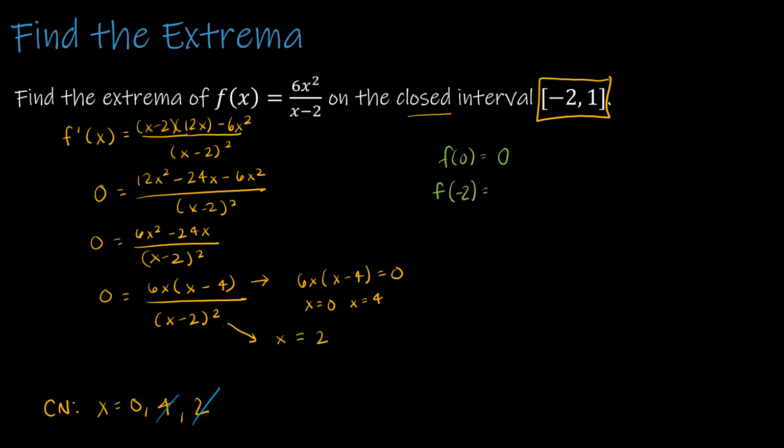That would give me 24 in my numerator and negative 4 in my denominator, so that's negative 6. And then I have to check 1, which would give me 6 in my numerator and negative 1 in my denominator, and that would be negative 6 as well. And so again, I would have a max of 0 and a min of negative 6 that occurs in 2 places.